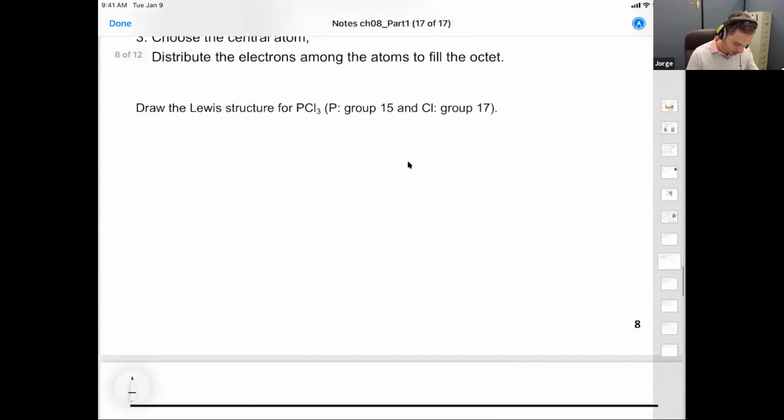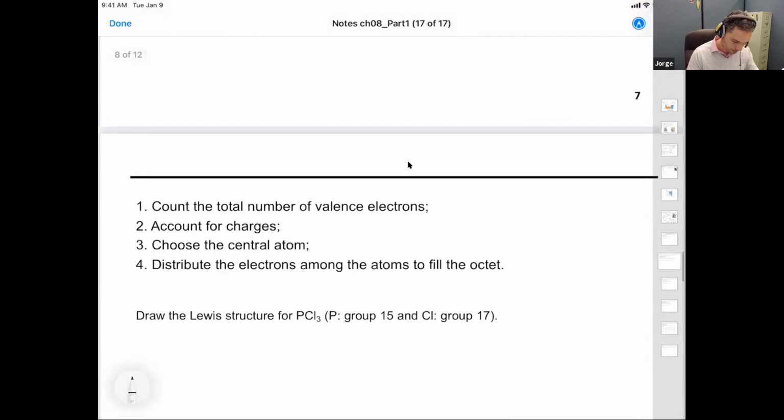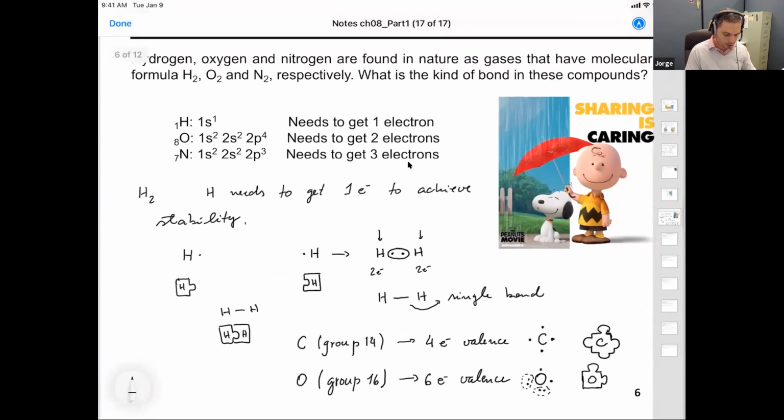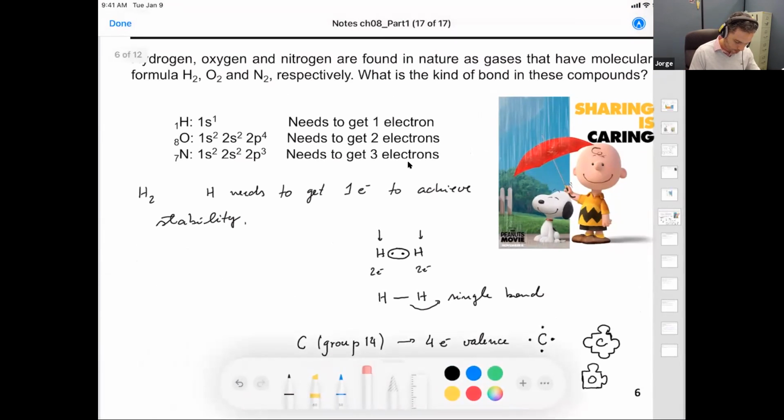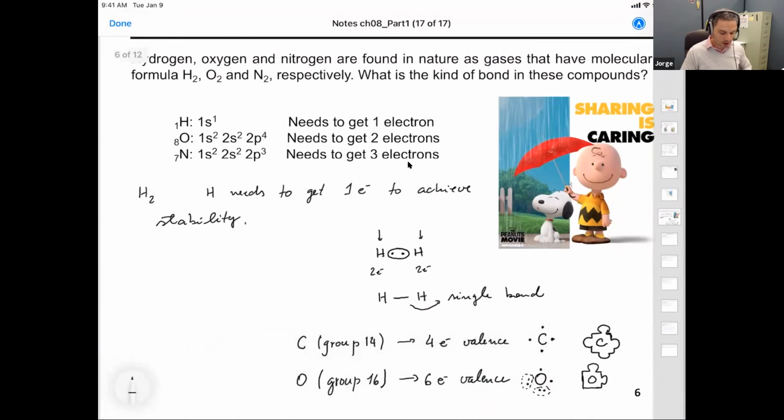Okay, let me make some space here. So we talked about the hydrogen-hydrogen bond. There is only one pair of electrons being shared, therefore this is called a single bond. Now, how is that possible? Two oxygen atoms combine, forming oxygen gas.